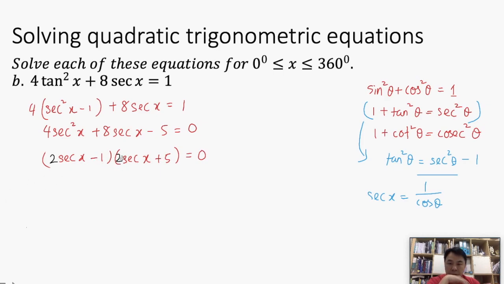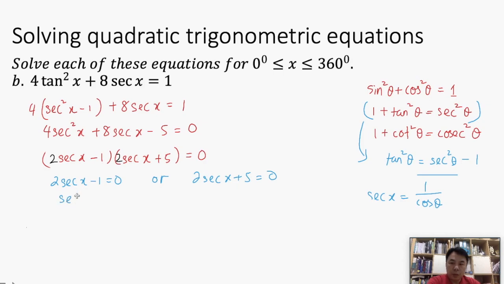Don't worry, it's fine if you make a mistake. You can always correct it. Just make sure you check it one more time. Check it thoroughly. So here we have again 2 solutions. So we have 2 secant x minus 1 equals 0, or we have 2 secant x plus 5 equals 0 here.